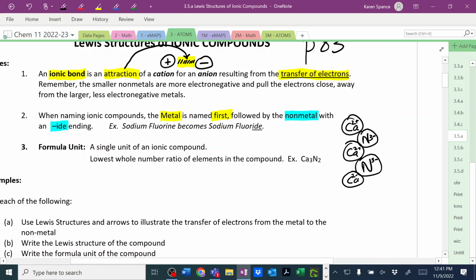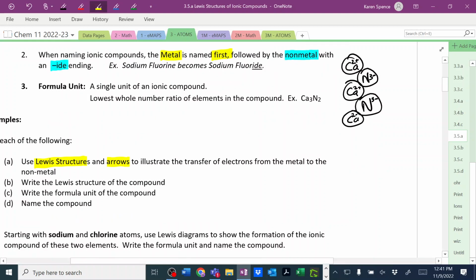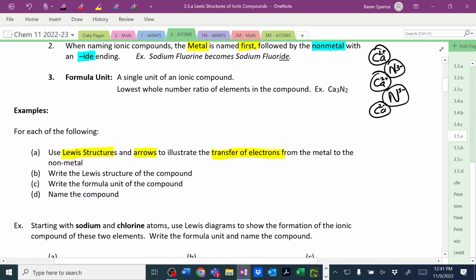So what we're going to do is we are going to use Lewis structures and arrows, so both Lewis structures and arrows. So if you're showing this process, if you don't show the arrows, are you showing it all? No. Because the arrows illustrate the transfer of the electrons from the metal to the nonmetal. And once we have done that, we write the Lewis structure of the compound. We're going to write the formula unit of the compound. And then, because we can, we are going to name the compound.